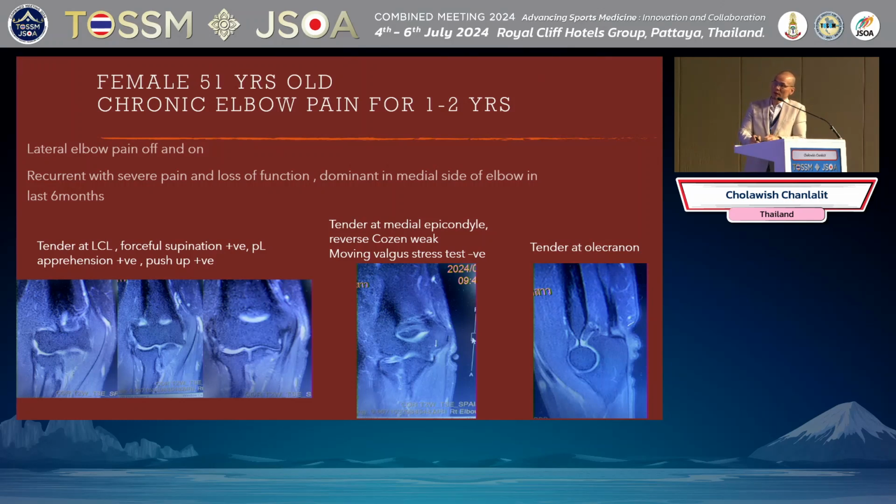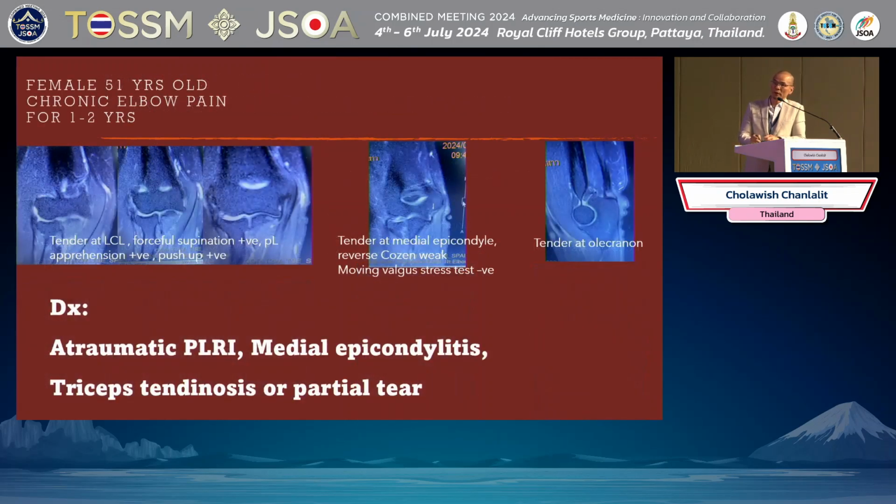And on the medial side, she has tenderness at the medial epicondyle, the reverse cozen test is negative, and even though signal change was found in the MCL, I checked with the moving valgus test and milking test, which are also negative. So I think the MCL function is still stable enough. And tender on the olecranon. So the diagnosis is traumatic PLRI, medial epicondylitis, and tricep tendinopathy with partial tear. I think all of the sequelae came from the traumatic PLRI, which has complicated sequelae in there. But the lesion has a T lesion inside.